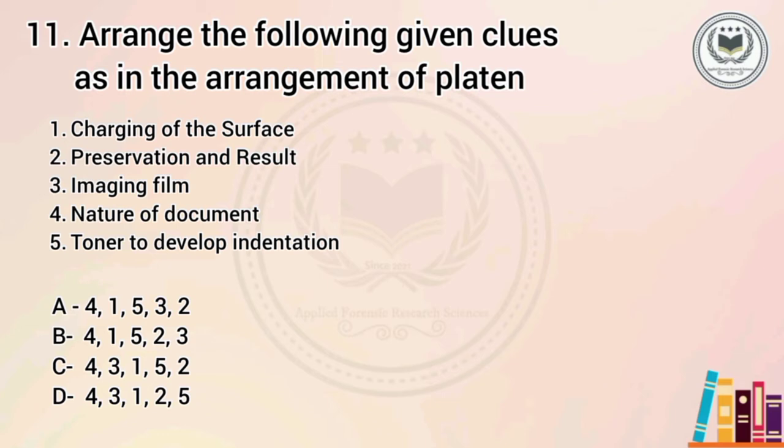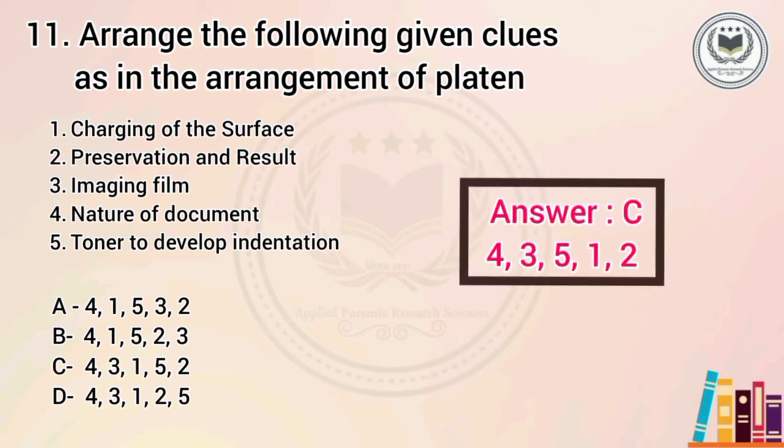As we arrange these 5 steps, the first step becomes the nature of document, that is fourth. Next step is imaging film, that is third. Next step is charging of the surface, which is the first. Next, toner to develop indentation, which is the fifth. And at last, preservation and result. So this is the sequence of the steps. As in this sequence, 4 3 1 5 2, Option C is the correct option.